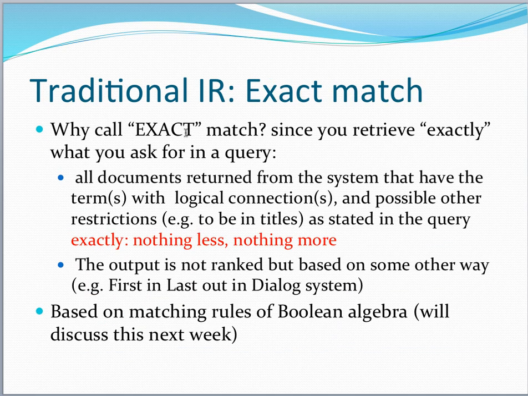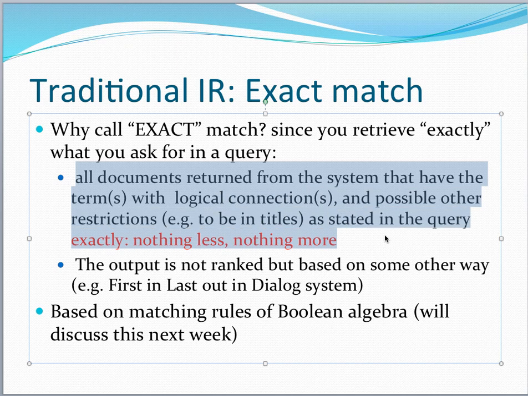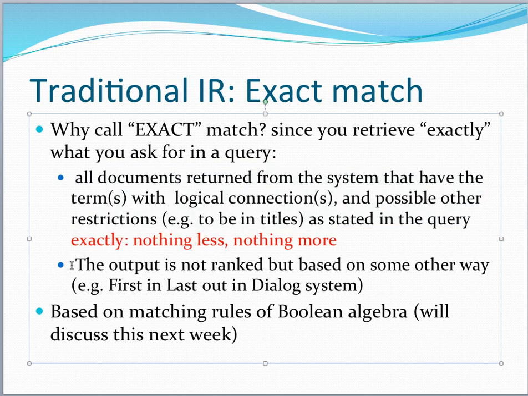Why call it exact match? Since you retrieve exactly what you ask in a query. All documents are returned from the system that have the terms with logical connections and possible other restrictions, as stated in the query. Exactly, nothing less, nothing more. The output is not ranked, but based on some other way. Of course, we don't know what that other way is because we don't know the algorithm. Based on matching rules in Boolean algebra.